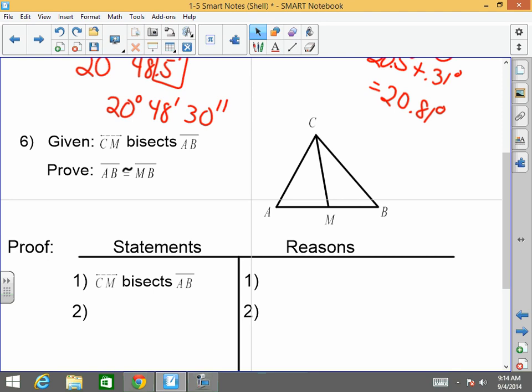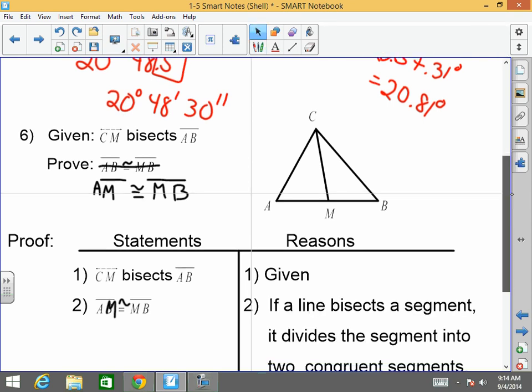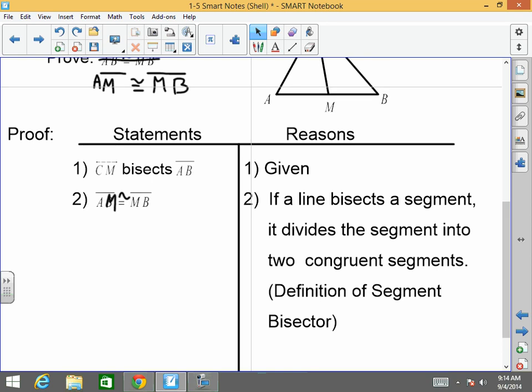Line CM bisects AB. Given. If line CM bisects AB, what do I know about it? And this is all wrong. I really messed up here. Prove that segment AM is congruent to MB. I apologize. How can I prove that, boys? Yes, thank you. AM is congruent to MB because if a line bisects a segment into two congruent segments, then they are congruent. So this is the definition of a segment bisector.